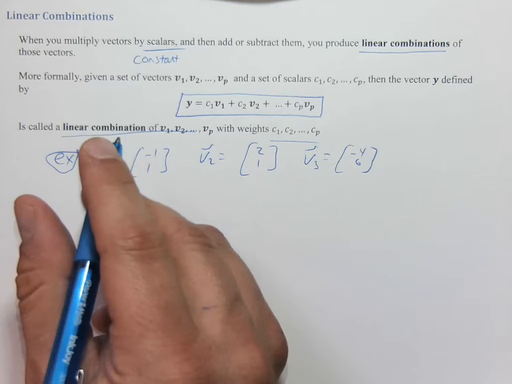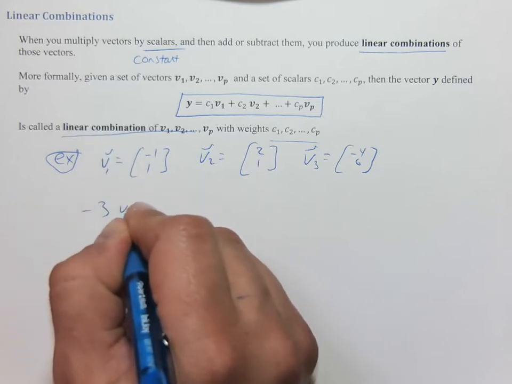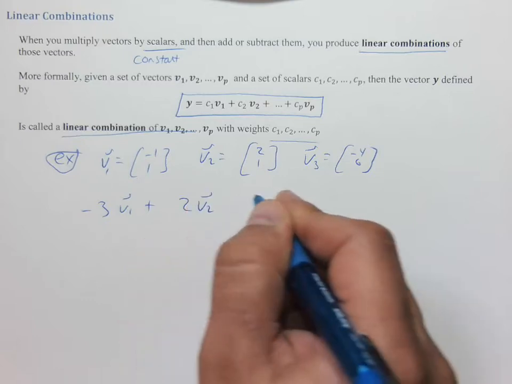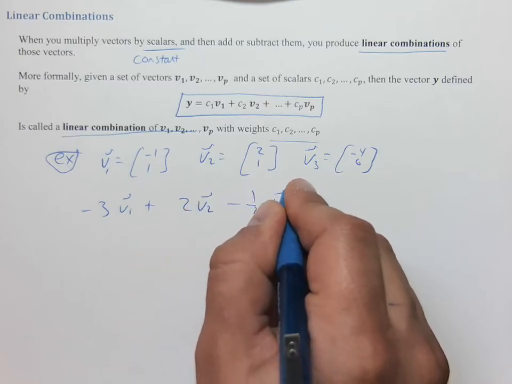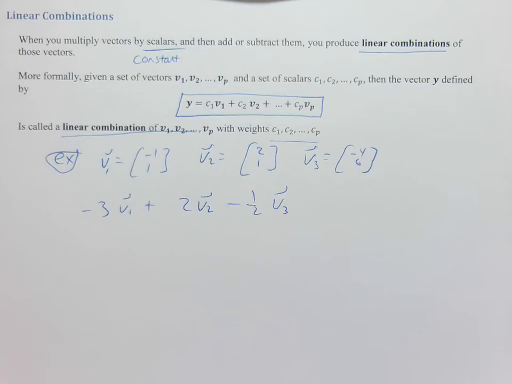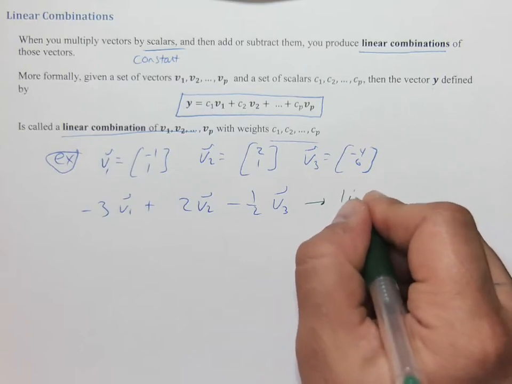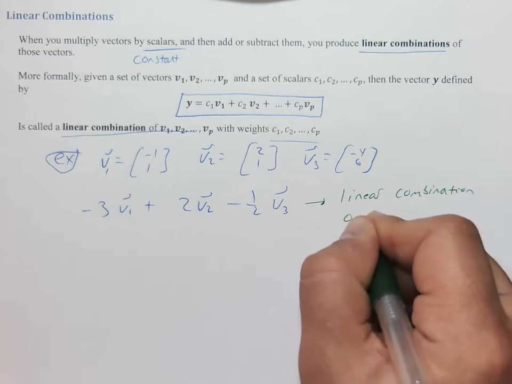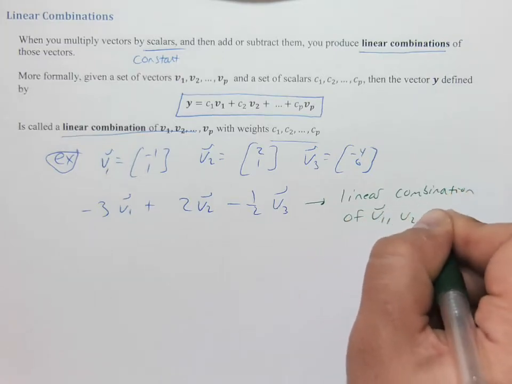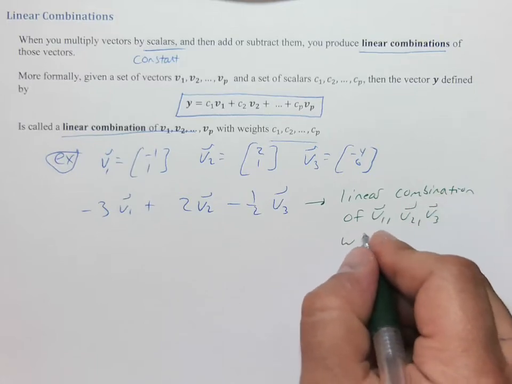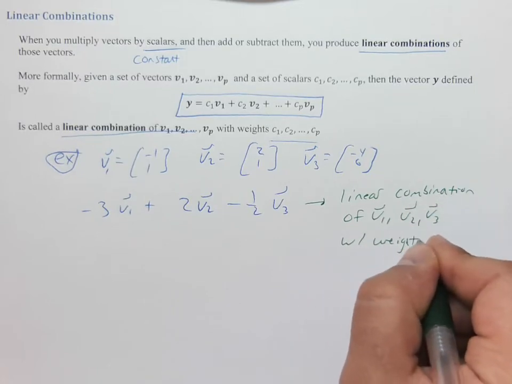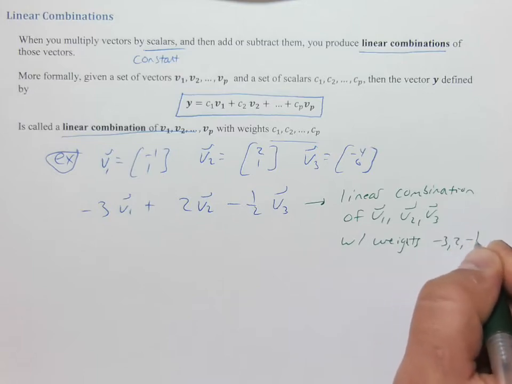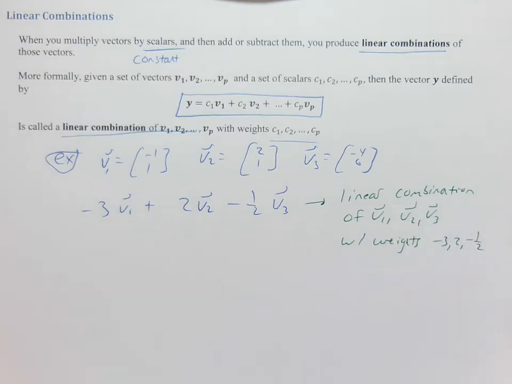So let's do minus 3v1 plus 2v2 minus 1/2 v3. We'll write out the algebra for that, but what I'd like to point out here is that we're doing a linear combination of the vectors. Using the vocab here, this is a linear combination of vectors v1, v2, and v3 using the weights minus 3, 2, minus 1/2. So just using some vocab, writing down what we're looking at here.